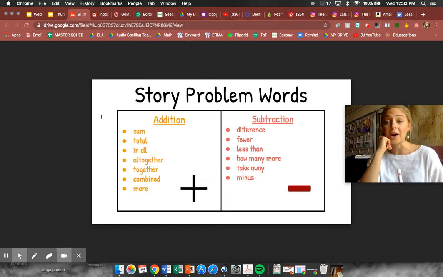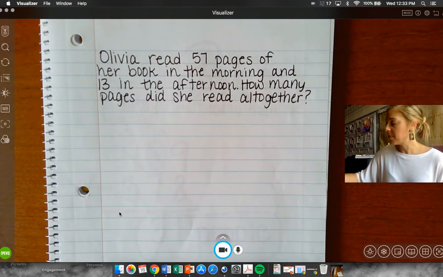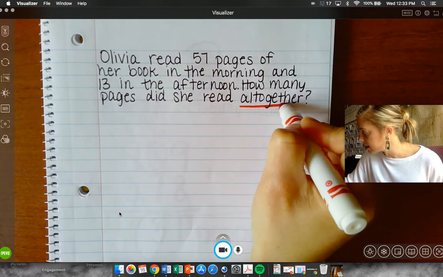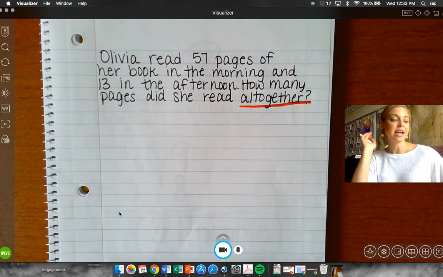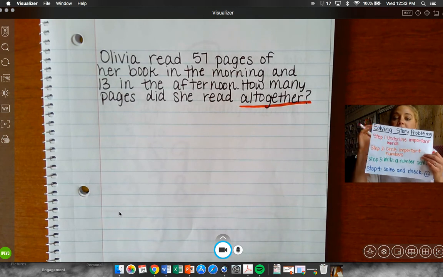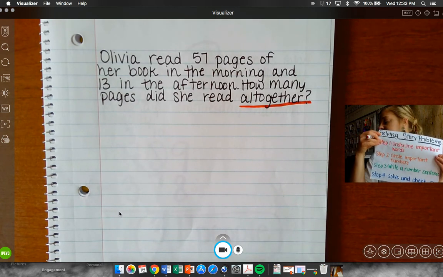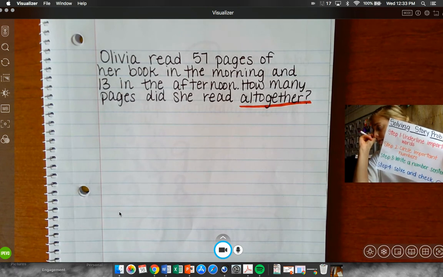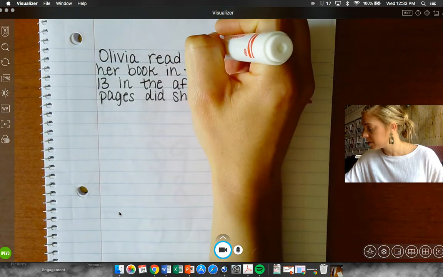Well, I see the word altogether in this problem, and that means to add. So I'm going to underline that because I think that's a pretty important word. The second step is to circle important numbers. And the numbers I see here are 57 and 13, and those are the numbers of pages that Olivia read. So those are important numbers, and I'm going to circle them.